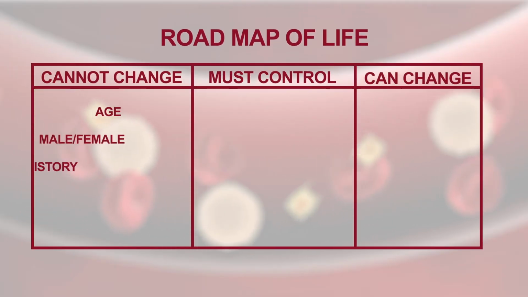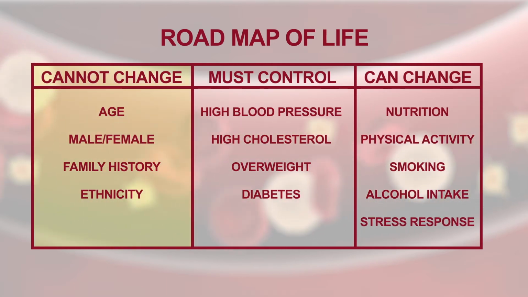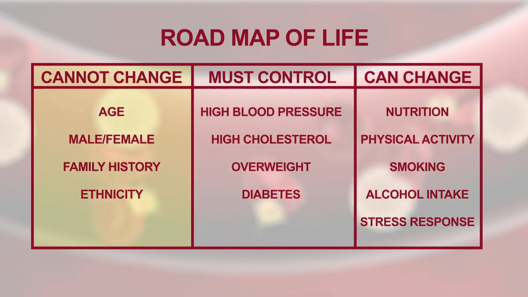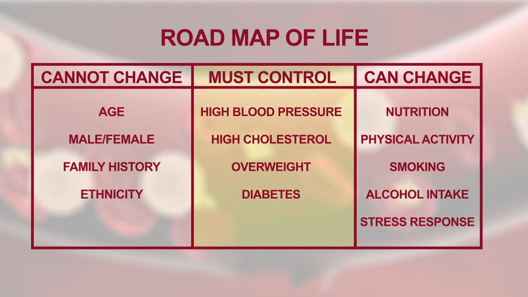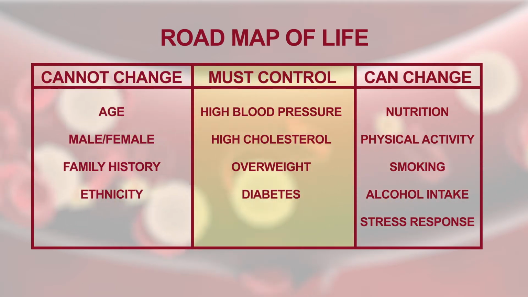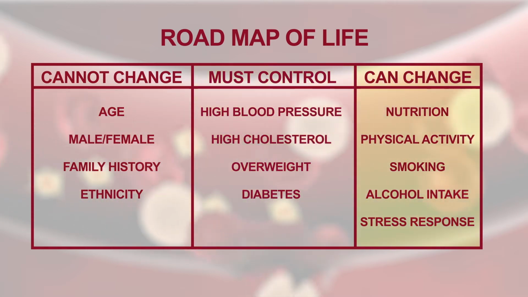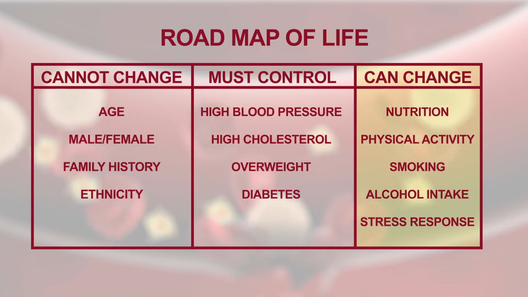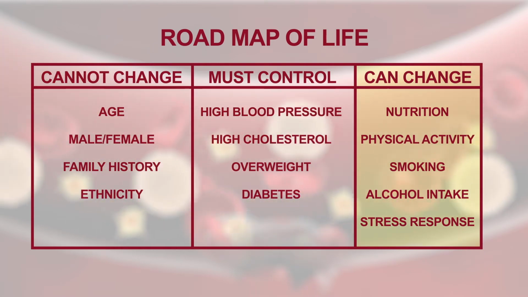Some risk factors we can't change: age, family history, and ethnicity, for example. Some we need to control: high blood pressure, high cholesterol, diabetes, and weight. Some factors we can change: nutrition, physical activity, smoking, alcohol intake, stress response, and mental health.